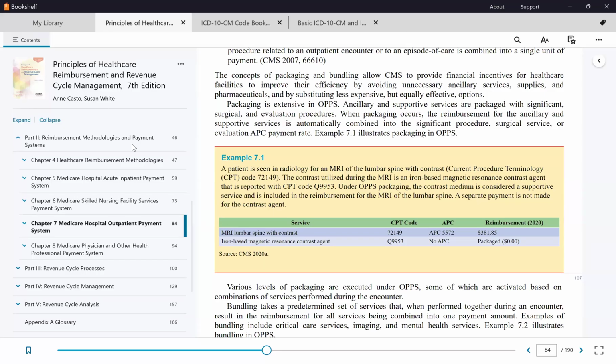And here's what we're talking about in 7.1. Patients seen in radiology, they have an MRI with contrast. We see a CPT code, and the contrast is reported with a code of Q9953. Under the OPPS packaging, the contrast medium is considered a supportive service and it's included in the MRI. So in other words, the hospital doesn't get paid separately for the contrast.